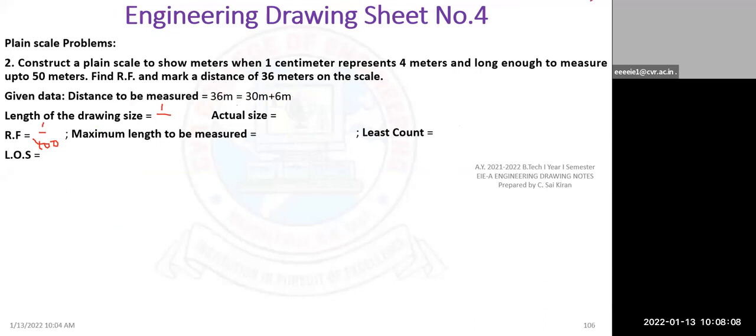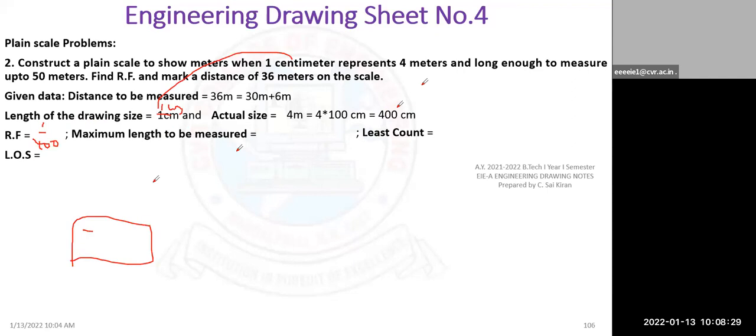Next, we have to calculate the length of the drawing size. So this is your drawing sheet. On the drawing sheet, if you draw a 1 centimeter line, it represents 4 meters. So the length of the drawing size is 1 centimeter, and the actual size is 4 meters, which you have to convert into centimeters. 1 meter equals 100 centimeters, so it becomes 400 centimeters.